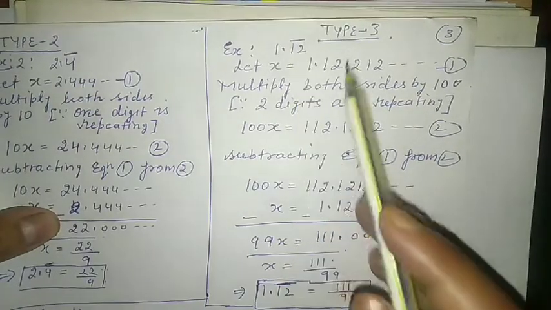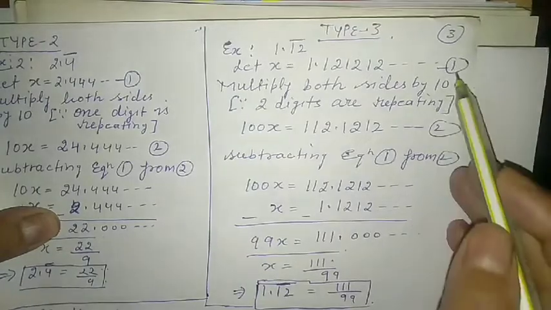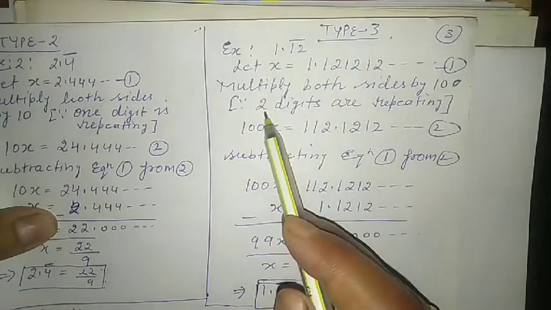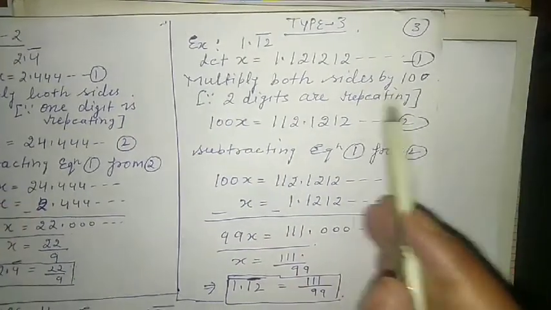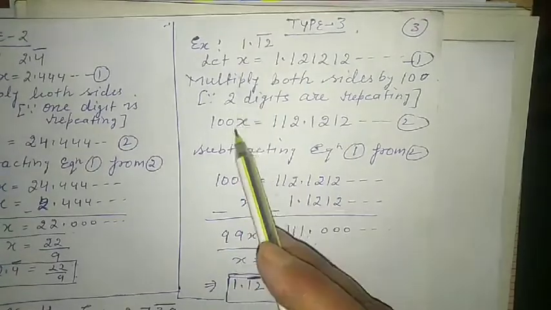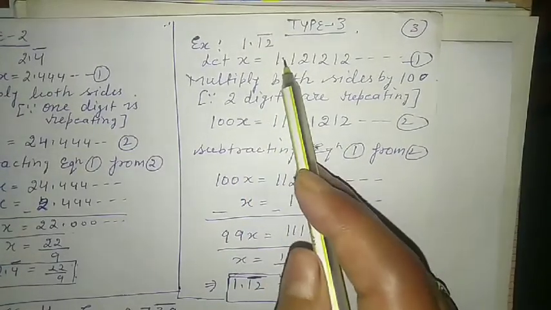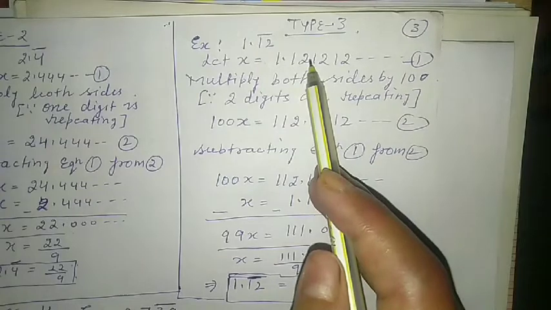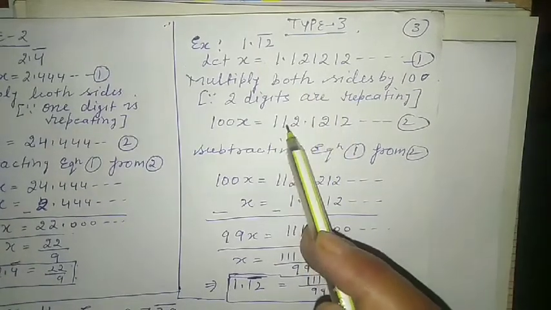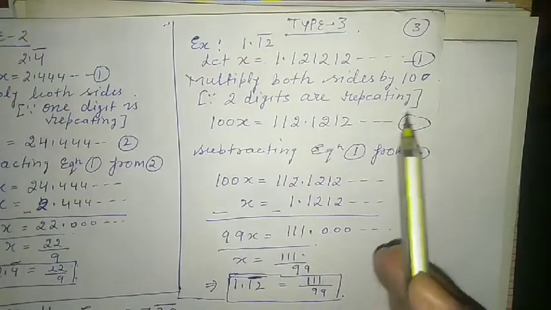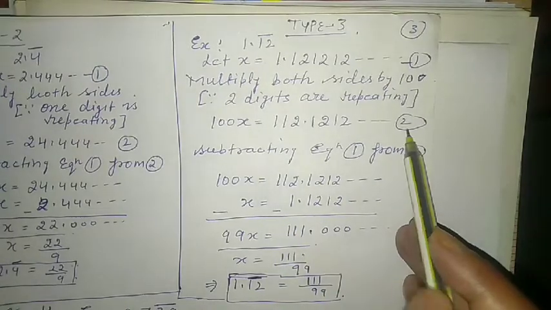2 digits. So multiply both sides by 100. This will multiply both sides by 100. So this has 100x equals, this time the decimal will shift towards the right side by 2 digits. So 112.1212 and so on. This is the second equation.